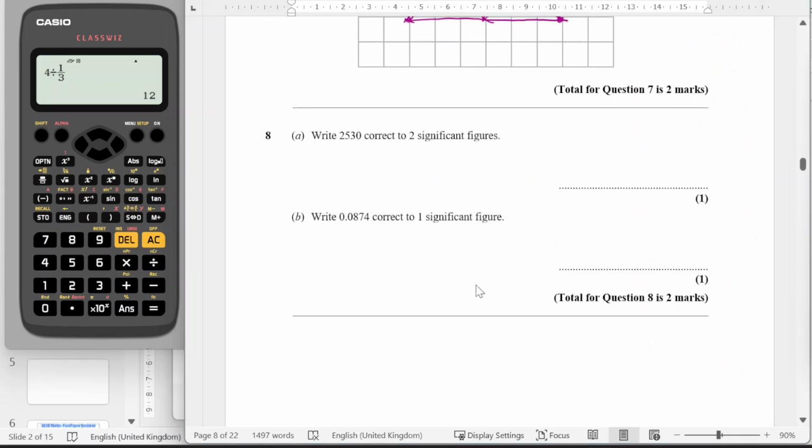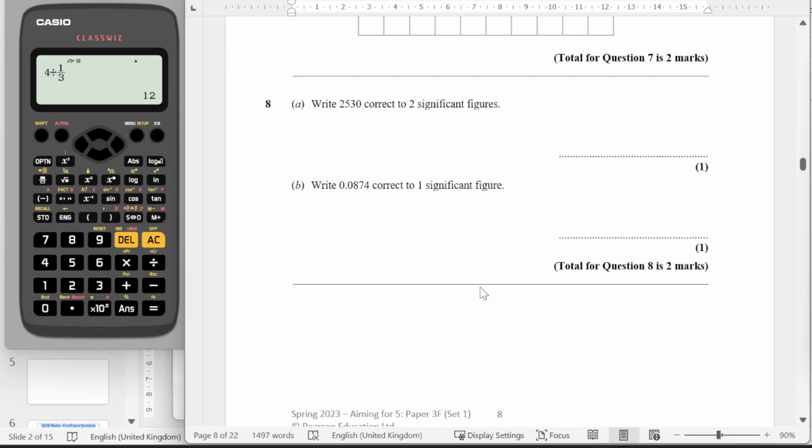Okay, question 8. Write correct 2 significant figures. So that 5 there is the second significant figure. Currently the number behind it is a 3, so we would keep it as a 5, but that represents hundreds, so 2,500. One significant figure, that 8 is the first significant figure, because 0 can't be the first significant figure. That number is closer to 9 than it is to 8, so we would go 0.09.